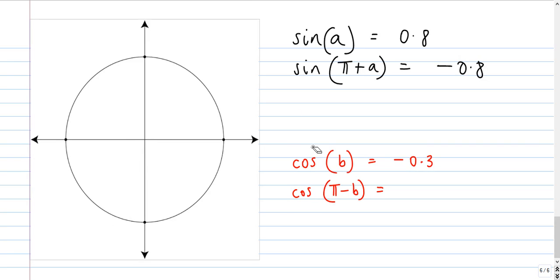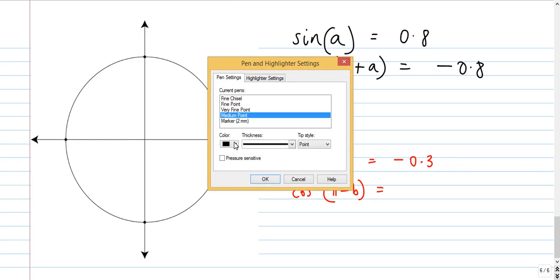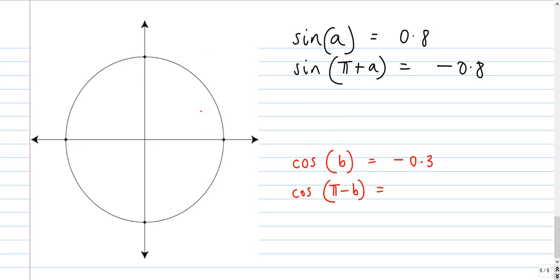And now if I look at cos of B is negative 0.3. So where is B going to be? It's got a negative cos value, which means it may be in the second quadrant or the third quadrant. That's where cos values are negative. So let's say B is about here. So that's the size of B there. And it's got a cos value of negative 0.3.